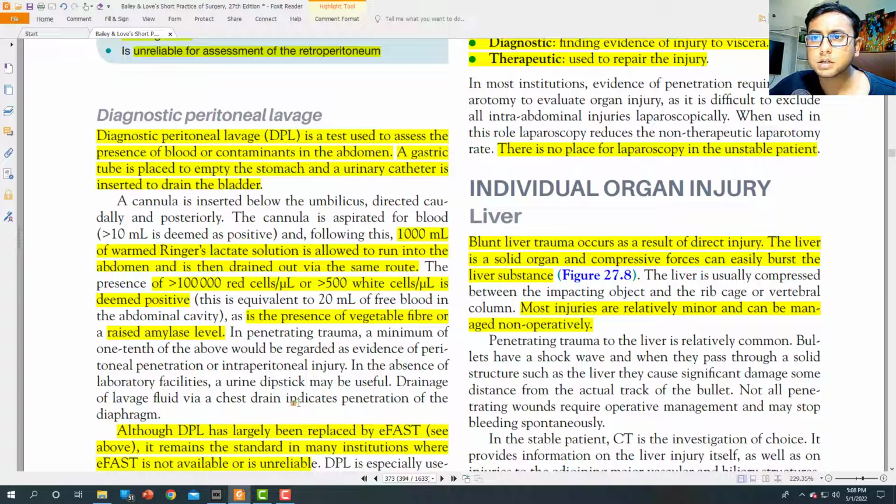In the absence of laboratory findings, if there is a lack of laboratory facilities, a urine dipstick test may be useful, and drainage of lavage fluid via the chest drain indicates penetration of the diaphragm. So if abdominal fluid comes to the chest drain, then it is regarded as a diaphragm injury, by which the abdominal fluid comes easily to the chest, and then the fluid comes to the chest drain.